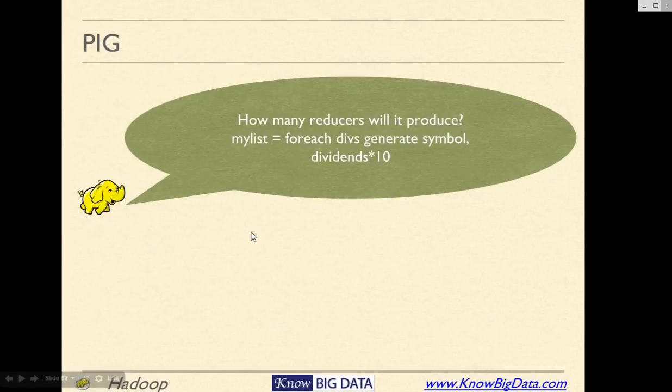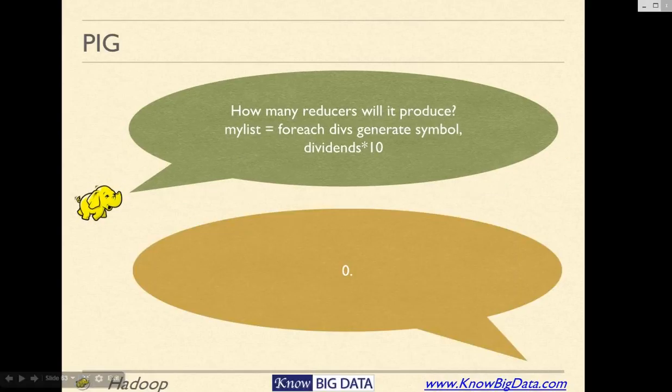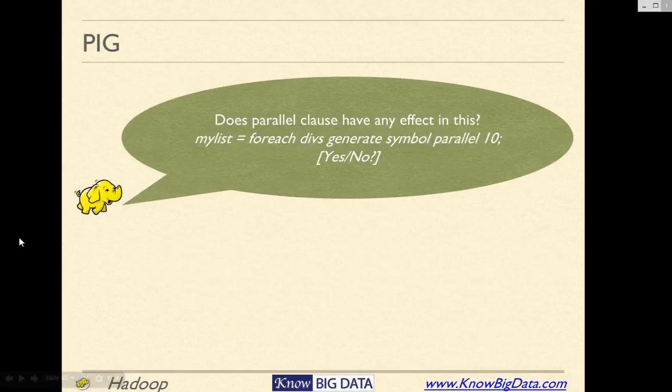Okay, can you guys answer this question? How many reducers will it produce for this particular command? For each divs generate symbol, comma dividends. Yes, true. It will not generate any reducers. I asked the same question in the previous slides also. It will not generate any reducers because no aggregation is being done. So I think that is fairly clear, right?